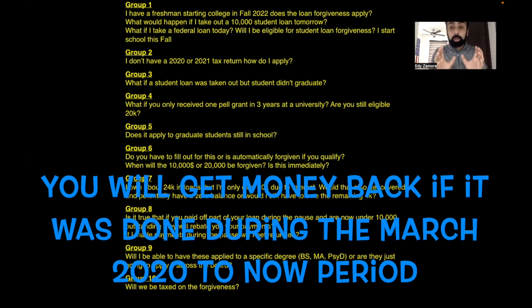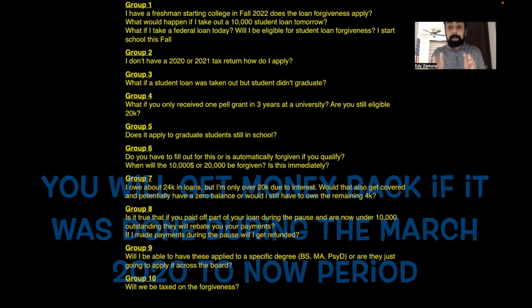If you made payments during the forbearance between March 2020 until now, so if you were reducing your debt down progressively and sending a bunch of payments in, and you fell below the $10,000 or the $20,000 they're going to give you in forgiveness, then you will essentially get a refund back, to be honest with you. That's what they're going to do.